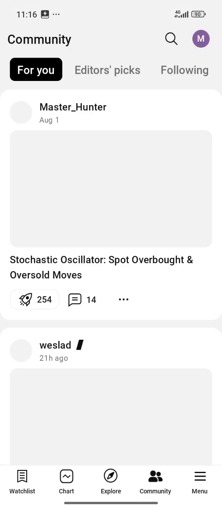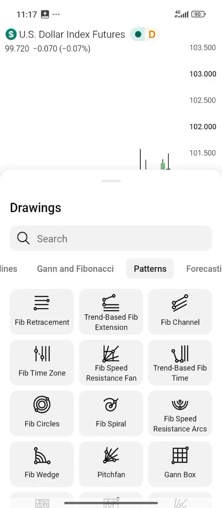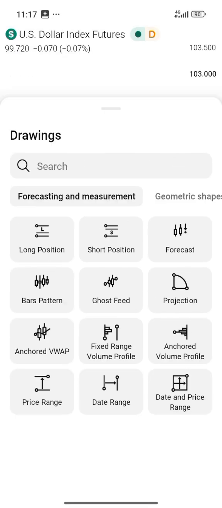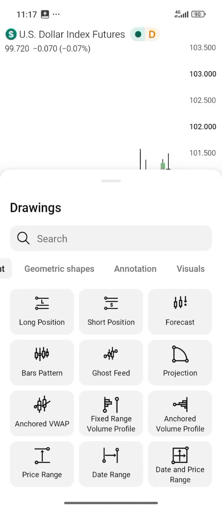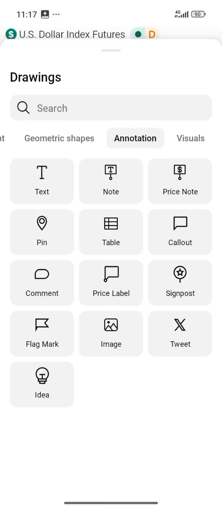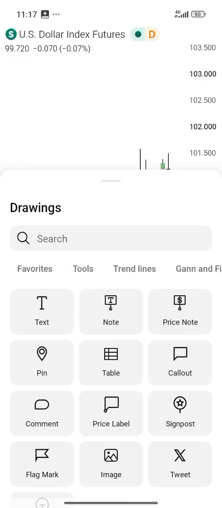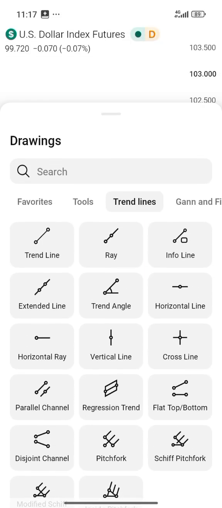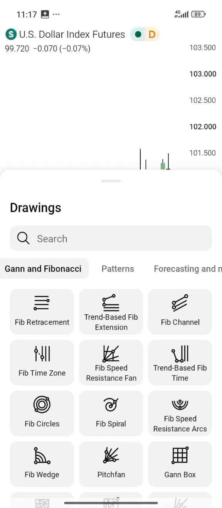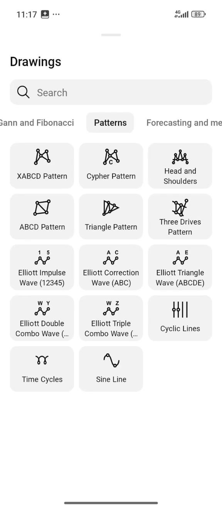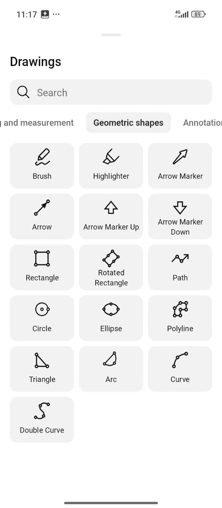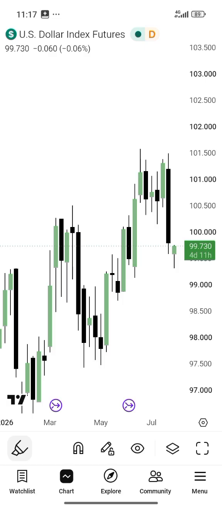Okay, let's see. I'm trying to find a tool that will help me mark it out while I'm talking about it. Please bear with me, give me a minute to find my marker. Okay, highlighter rather. So what's the swing high?